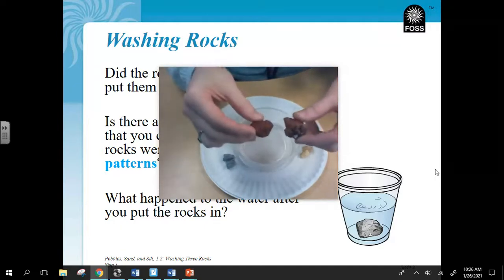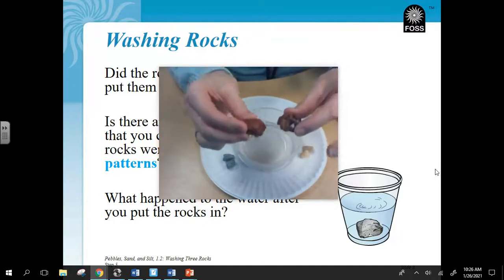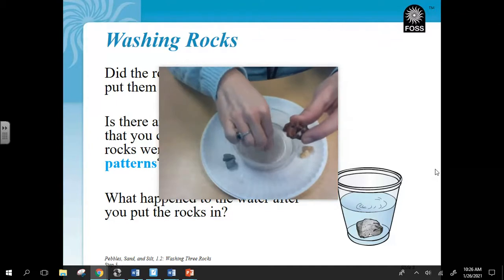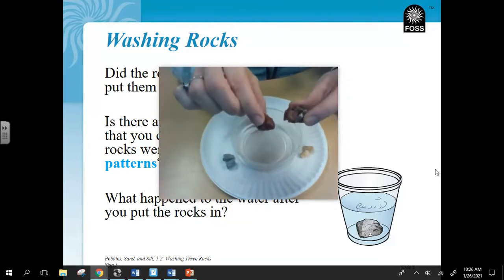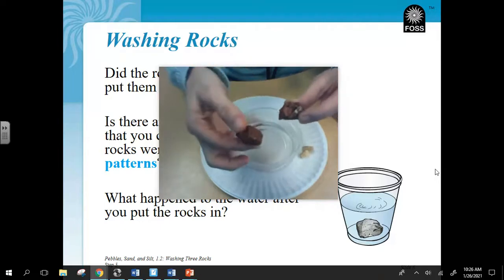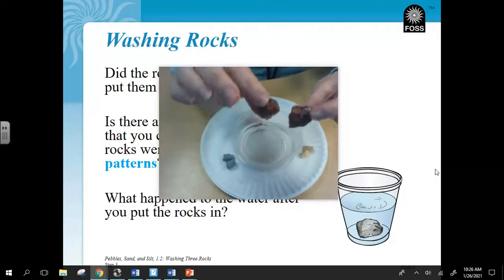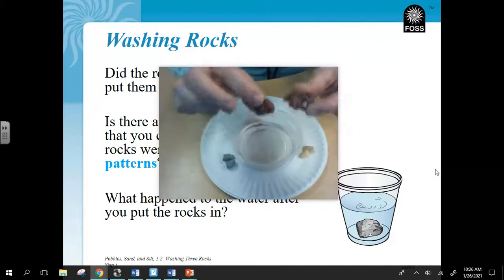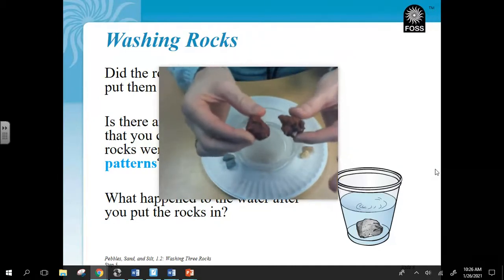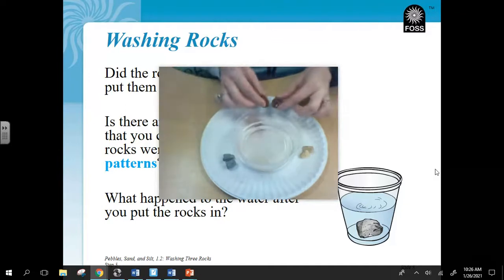Now, I want you to compare the two. What's different about this one that I placed in water? It's darker. Yeah, the color's a lot more bold. Very different from this one here, which is more dusty looking. So the change in color is the big change I noticed here.